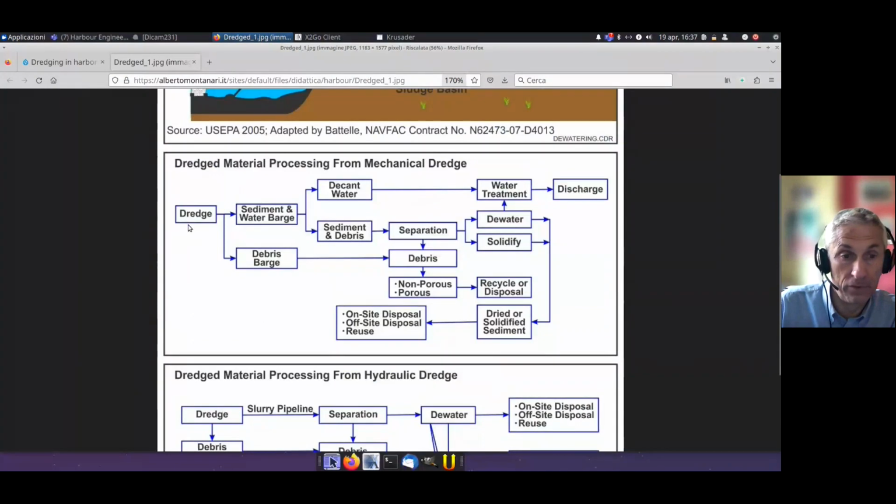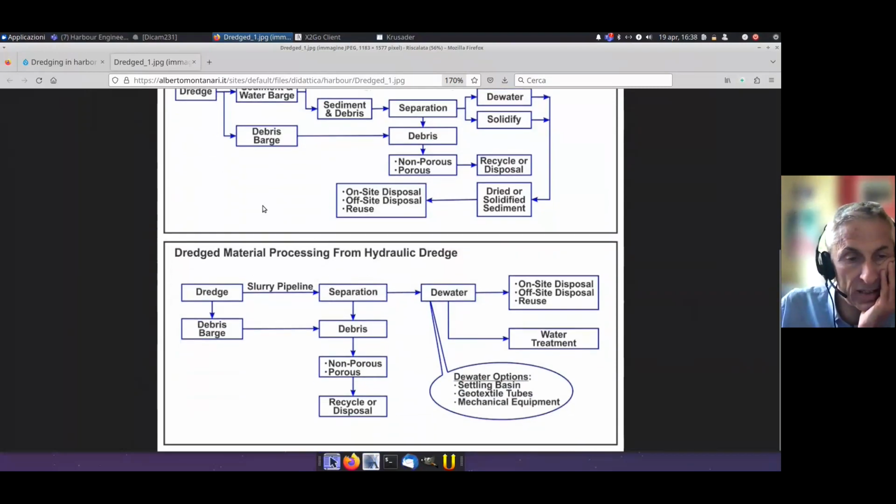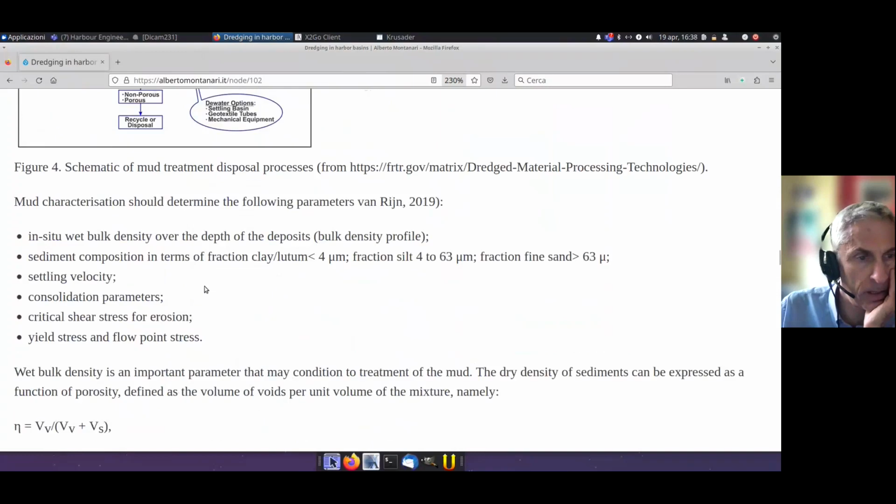So from the dredge, you see the workflow from the dredge to the sediment and water barge. We may have also a debris barge if there is a combination of sediments with debris. And then there is decantation, water treatment, discharge, or sediment and debris separation, production of debris, etc. And this is an interesting example of mechanical dredging. And so let's go back here.